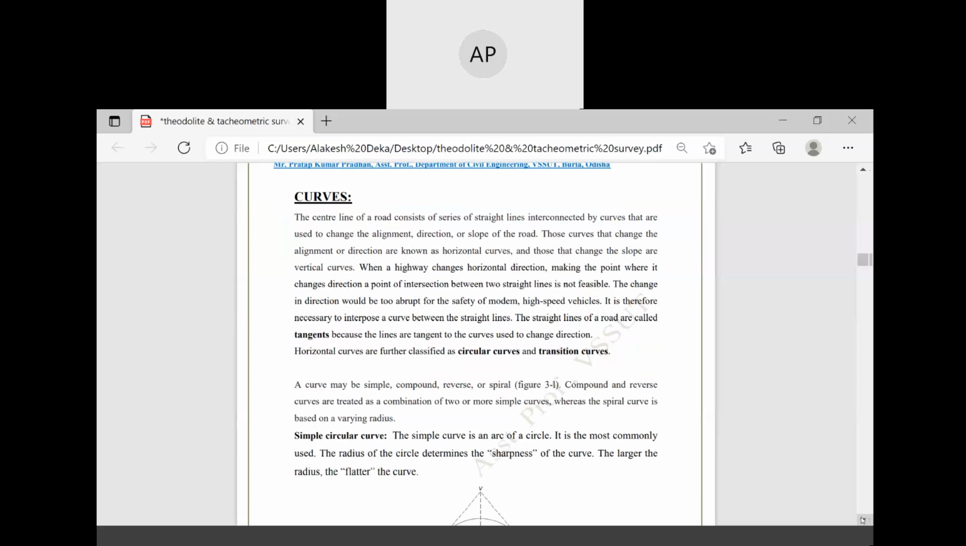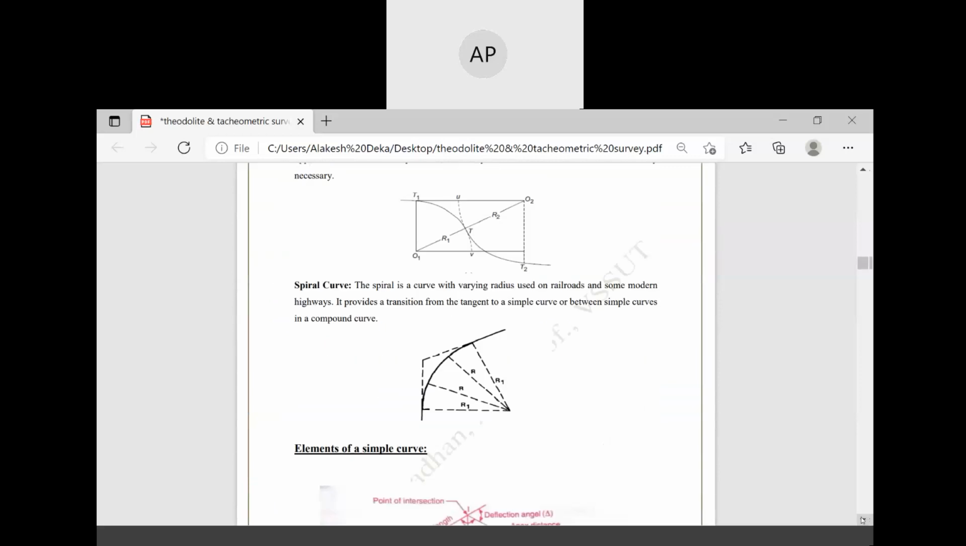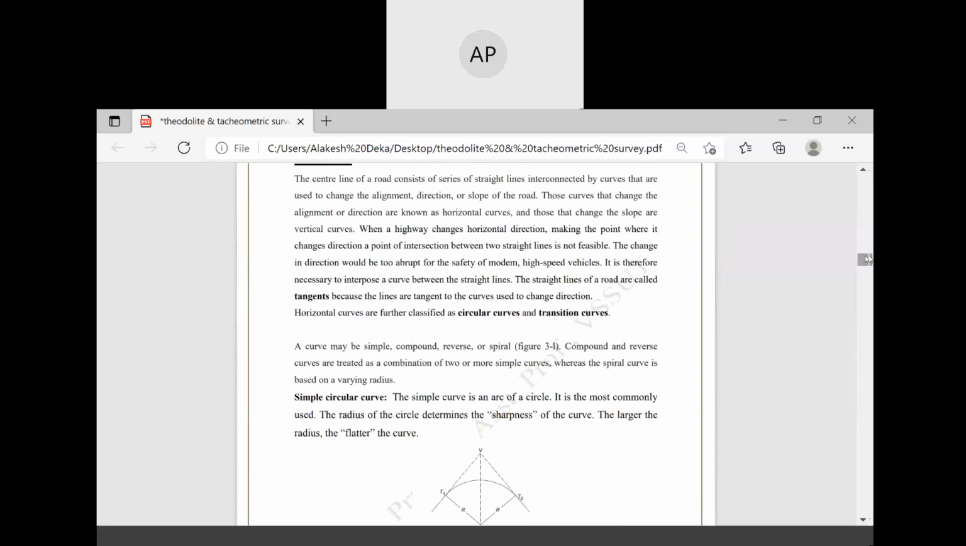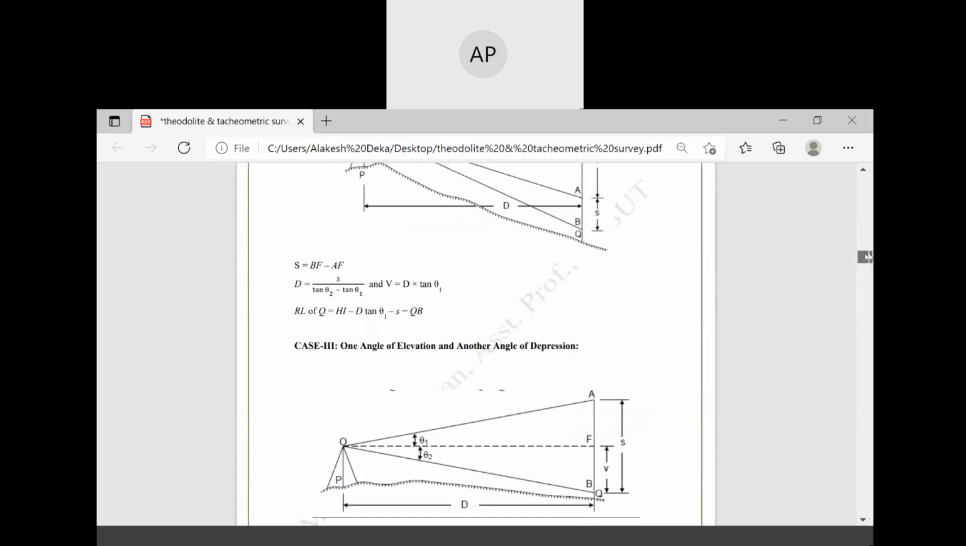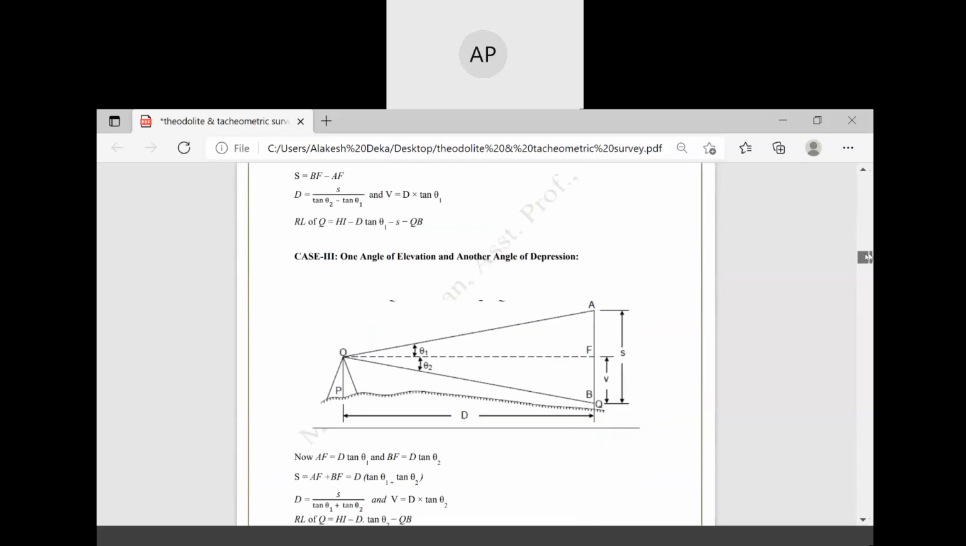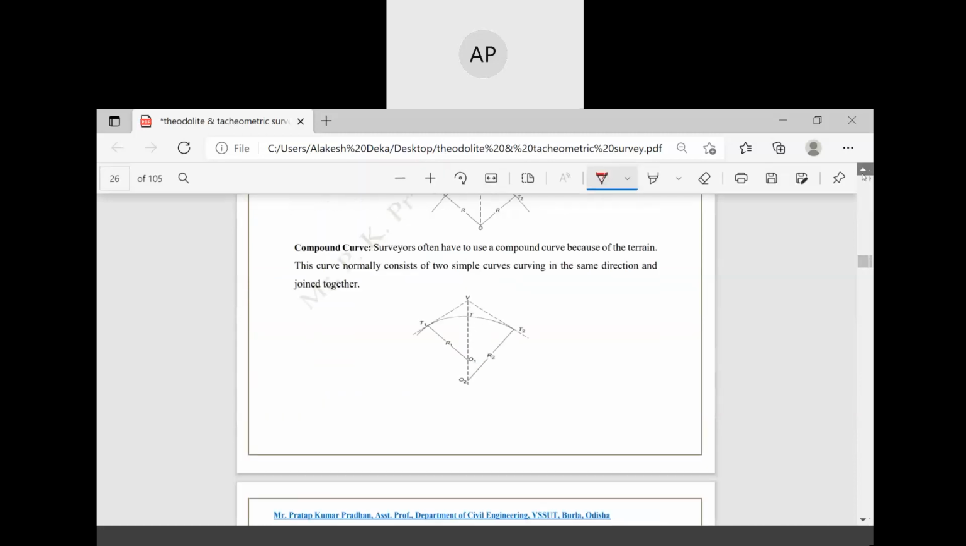Okay, another chapter left, that is your curve survey. Curve surveying is generally used for railways, for laying railway lines, and in highways also. Let's see the definition.